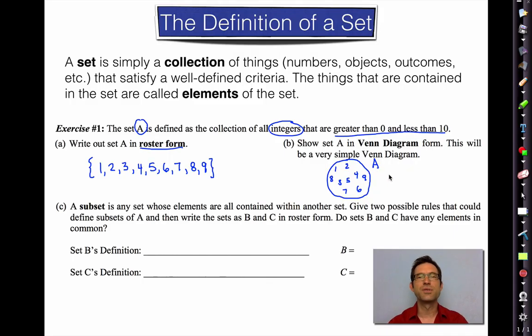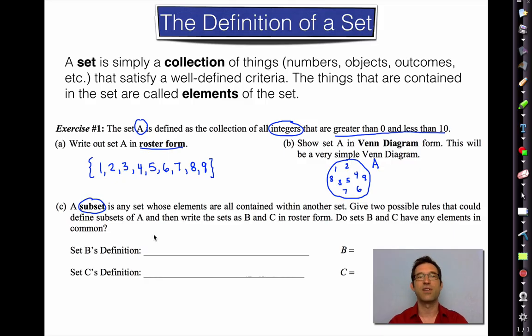Now letter C introduces a new piece of terminology. A subset is any set whose elements are all contained within another set. Give 2 possible rules that could define subsets of A, and then write the sets as B and C in roster form. Do sets B and C have any elements in common? All right, so this one is really quite an ambiguous question, because we're going to create 2 more sets that are subsets of A.